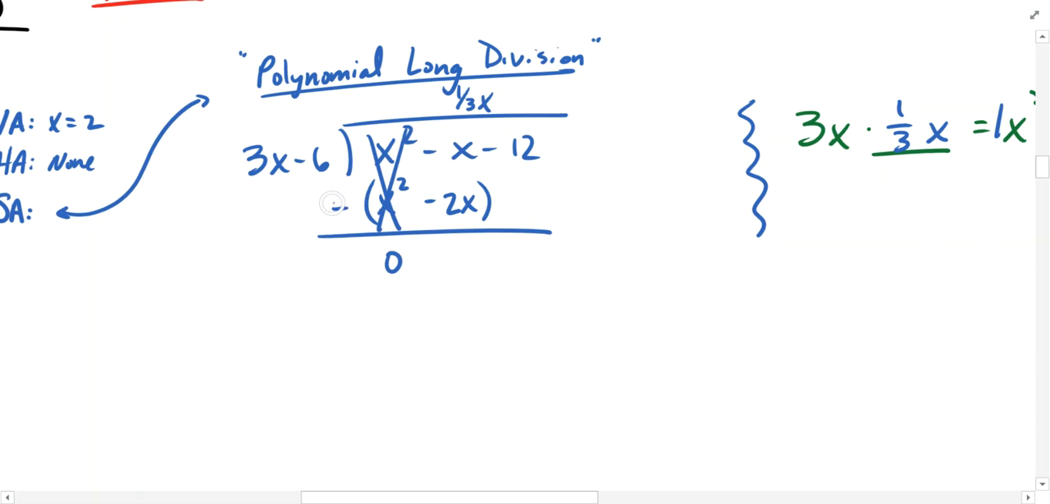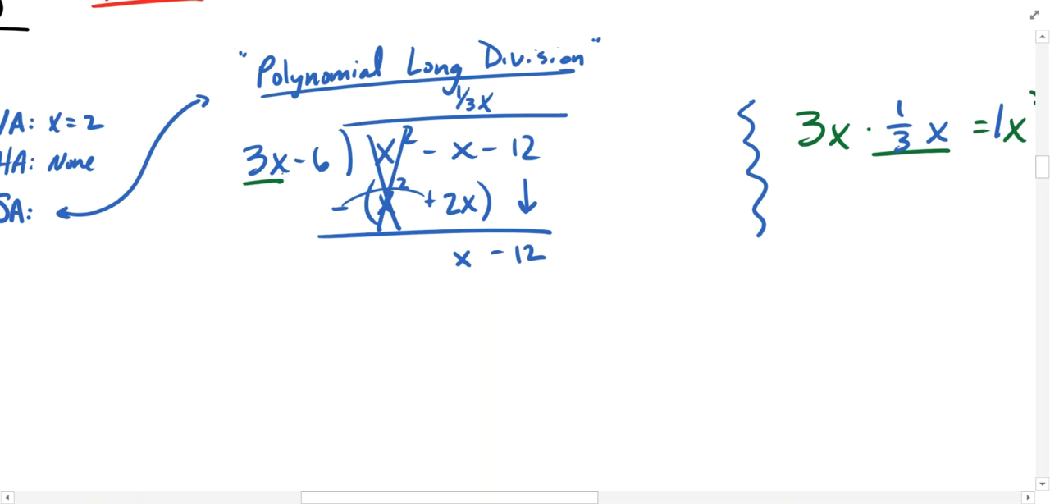Then -x take away a -2x. Well, that's the same as just adding 2x. And that leaves me with x. And I'll drop down this 12 and continue the process. I'm going to erase those to get them out of the way.